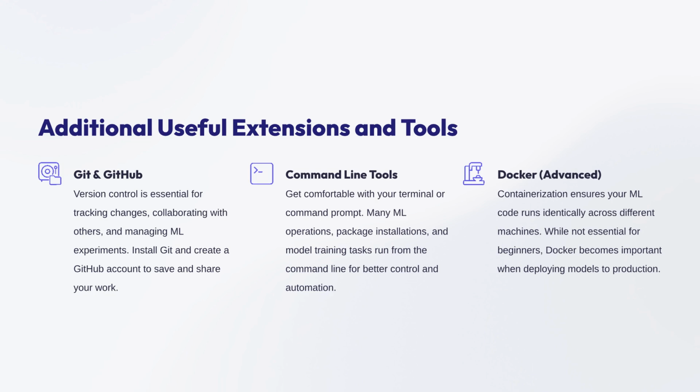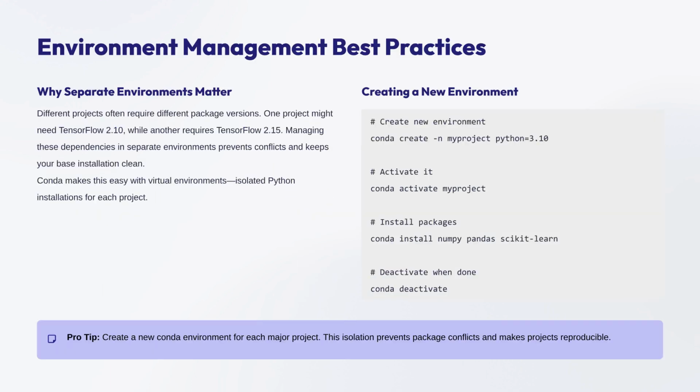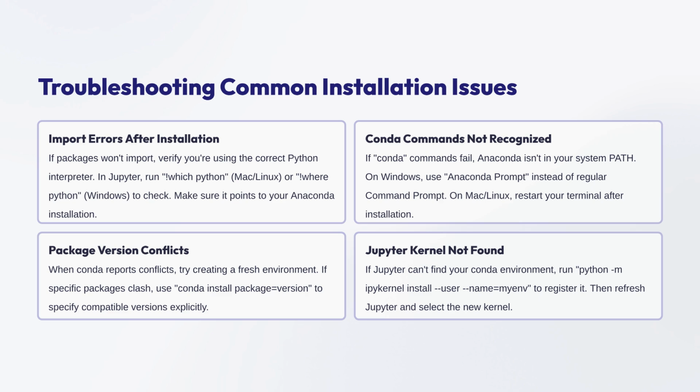Use Git and GitHub for version control, get comfortable with command line tools, and consider Docker for containerization in advanced workflows. Use Conda environments to isolate projects and manage dependencies. Create, activate, install packages, and deactivate environments as needed. Check your Python interpreter. Use Anaconda prompt if Conda commands fail. Resolve package conflicts by creating fresh environments, and register Jupyter kernels properly.